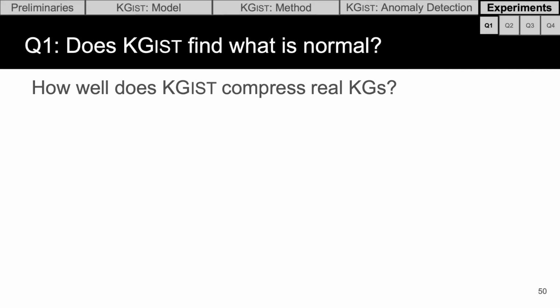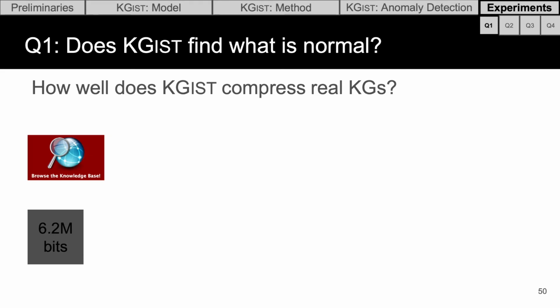Our first question, whether KGist just finds what is normal, we first ask as, does KGist just compress real knowledge graphs? Because if it's able to compress them, then that means that it's characterizing what is normal in the knowledge graph. Our first knowledge graph, NELL, requires 6.2 million bits to describe using no model at all. In other words, no rules at all. Using the model that KGist mines, it only requires 63.57% of those bits.